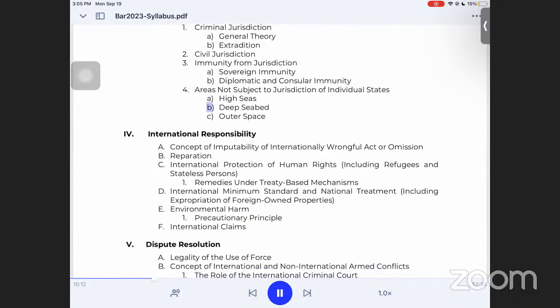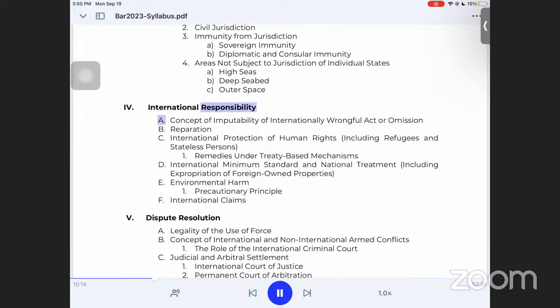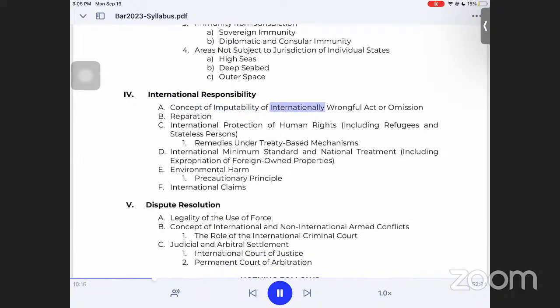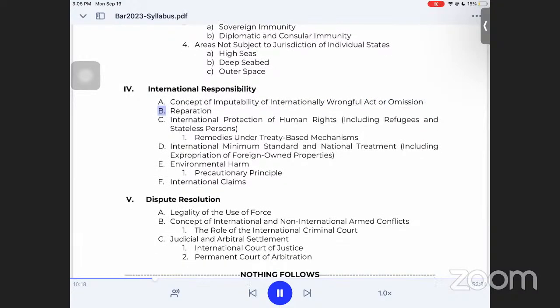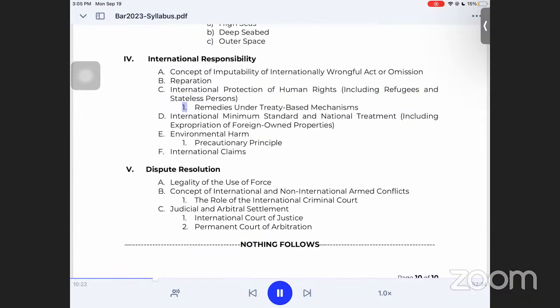A. High seas. B. Deep sea. C. Outer space. International responsibility. A. Concept of imputability of internationally wrongful act or omission. B. Reparation. C. International protection of human rights including refugees and stateless persons. 1. Remedies under treaty-based mechanisms.